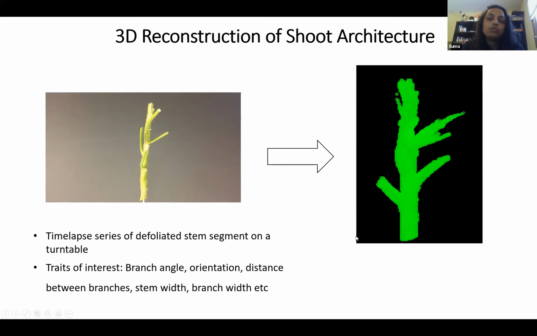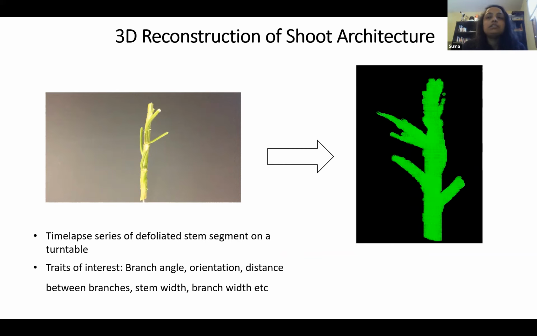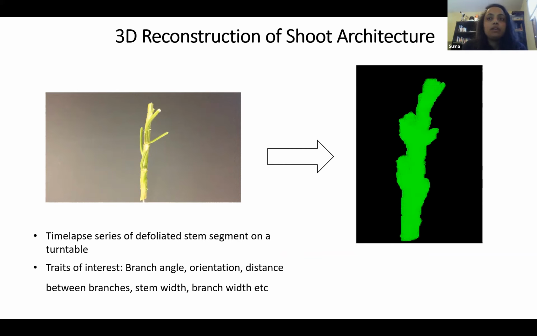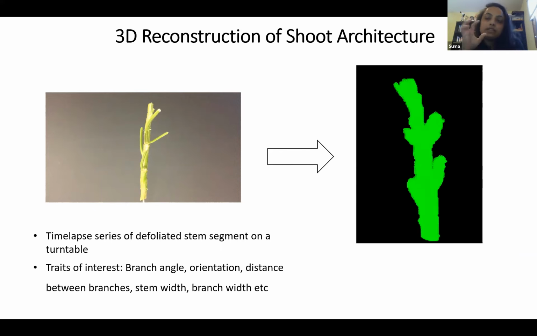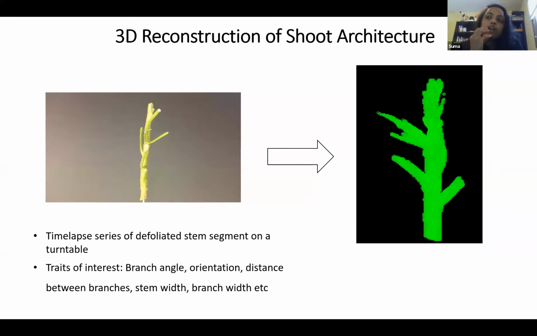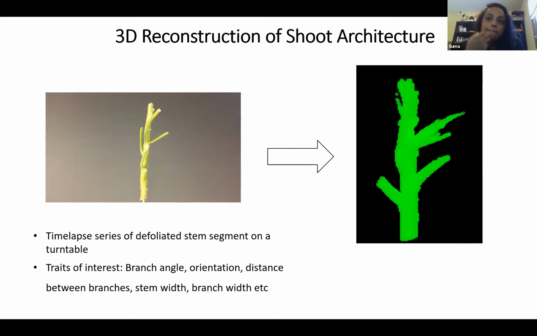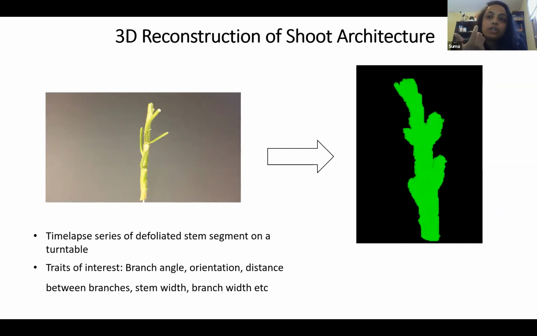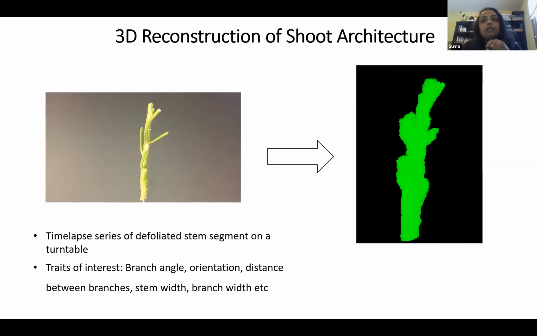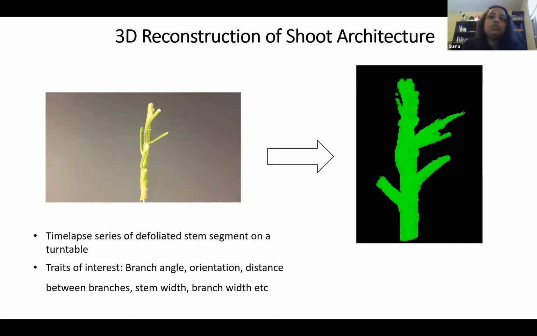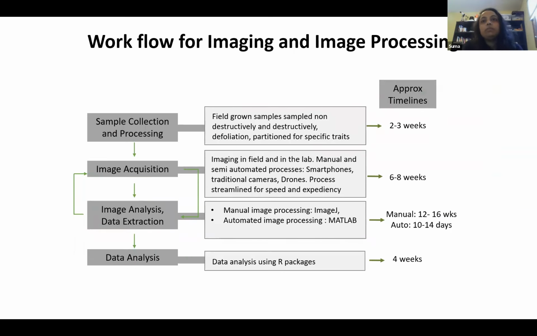For the branch angle, we had to take individual images of each single stem segment and then measure the angle. We want to see if we can cut down on that and measure branch angle from this 3D reconstruction, finding ways to automatically extract that data from a 3D reconstructed product. We want to look at how the branches are oriented, the distance between branches, the width of the stem, things like that. These are really hard to do with 2D imaging. Next, please. But this is still very, very preliminary.